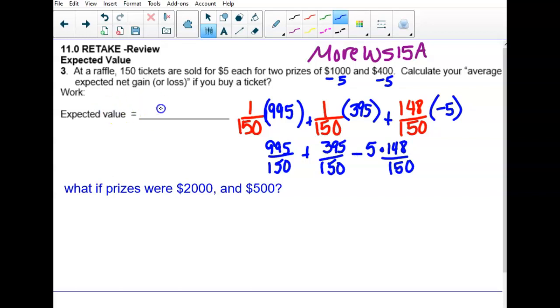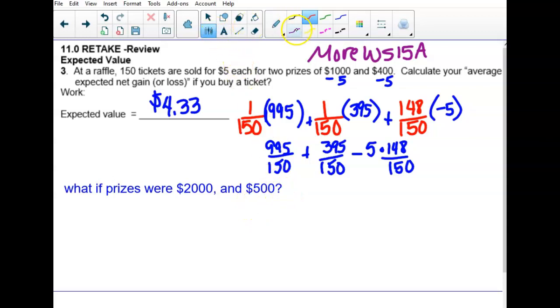I got 4.33. Anybody else? Okay. Why is it positive? Yes, if you bought all 150 tickets for $5, you'd only spend $750. That's what you should do, right? If you knew they were only going to sell those, because you'd automatically win more than you spent. It's probably not a very good question. What if the prizes were 2,500? Oh, I don't think that's what I meant to do.